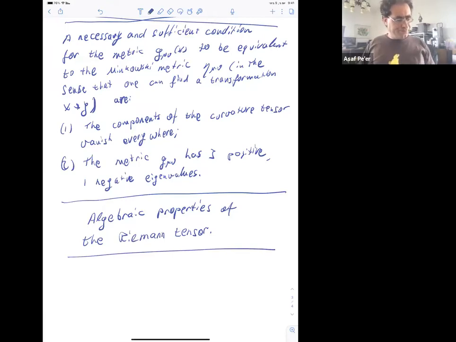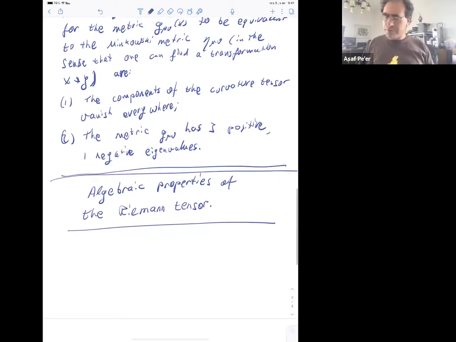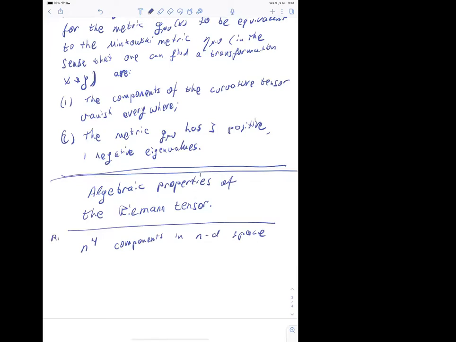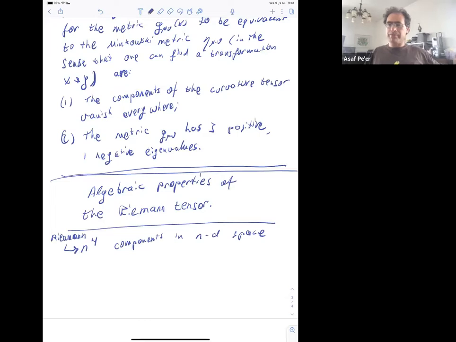So, obviously, as we already discussed, when we speak about n-dimensional spaces, the Riemann tensor has n to the 4 components. Sometimes we just call it the Riemann. You say Riemann, it's a Riemann tensor. There's nothing else that was attached to the Riemann.